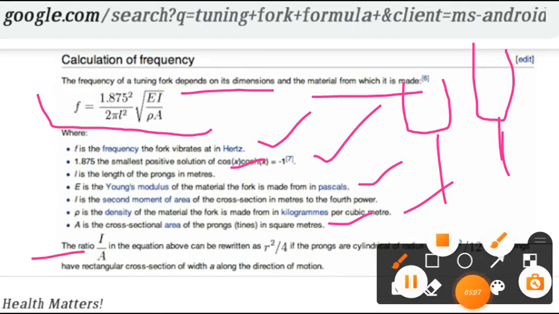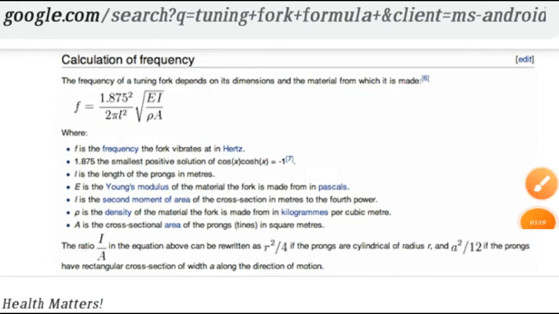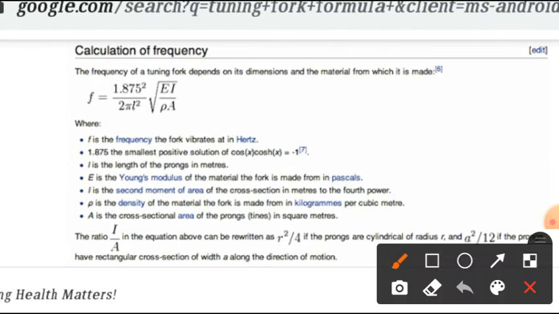The ratio of I by A in the equation above can be written as r squared by 4 if the prongs are cylindrical. In the ratio of I by A, if it is r squared by 4, it means the prongs are cylindrical in shape with radius r. And it is a squared by 12 if the prongs have a rectangular cross section of width a along the direction of motion. So the frequency of a tuning fork depends on dimensions and the material from which it is made. So that is the tuning fork.